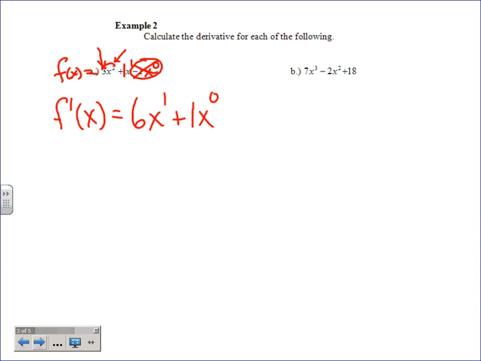And didn't that happen earlier when we had some constants up there when we did the lines? The constants, gone. Now somebody mentioned something about that right there, x to the 0. Anything to the 0 power is 1. So this is really saying 1 times 1, isn't it? So the cleaned up version of this derivative is 6x plus 1.